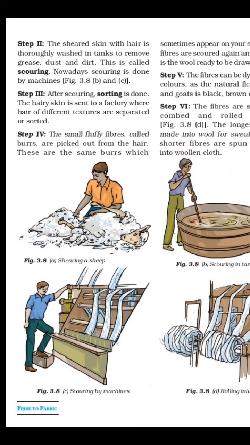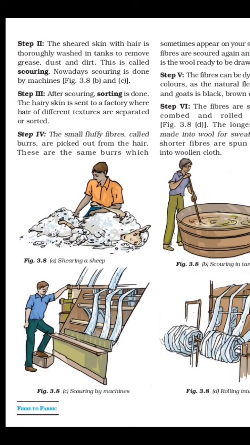Now step 1, what? Shearing process. What is the meaning of that? In simple words, cutting process. You have to explain it. Afterwards, step 2, scouring process, washing process will be there. Then sorting process. Then the fourth one, removing small fluffy fibers or burrs. Fifth one, dyed in various colors. And sixth one, fibers straightened, and longer fibers will be used for sweaters and shorter fibers for woolen cloths. In this way you keep it in your mind, and afterwards you explain in the exam.